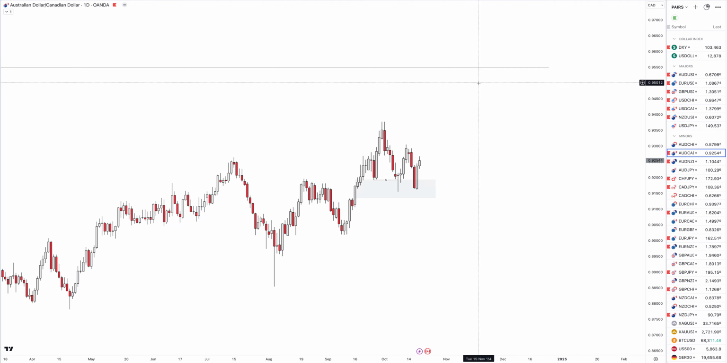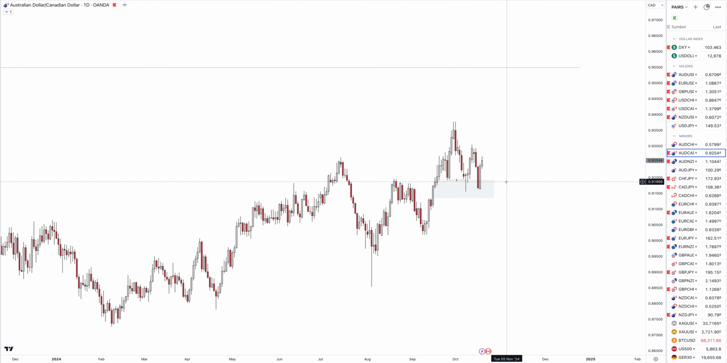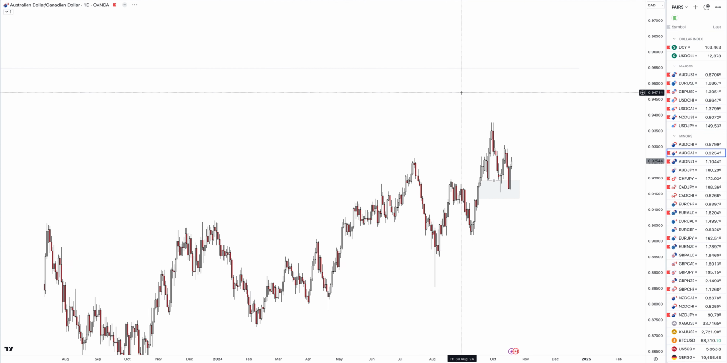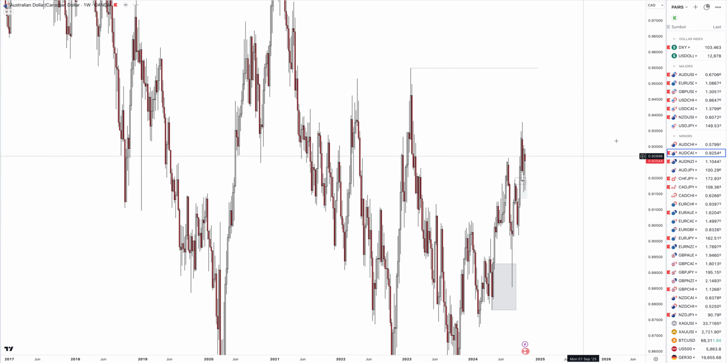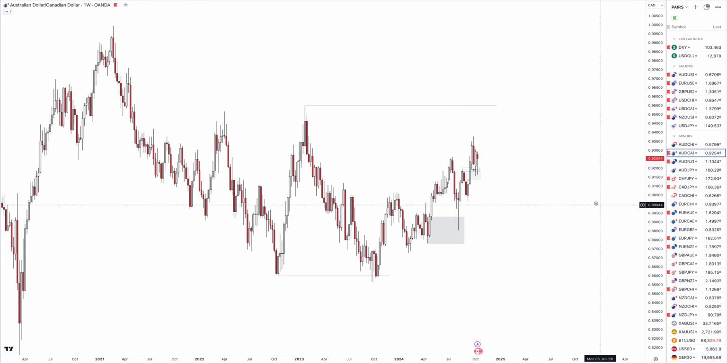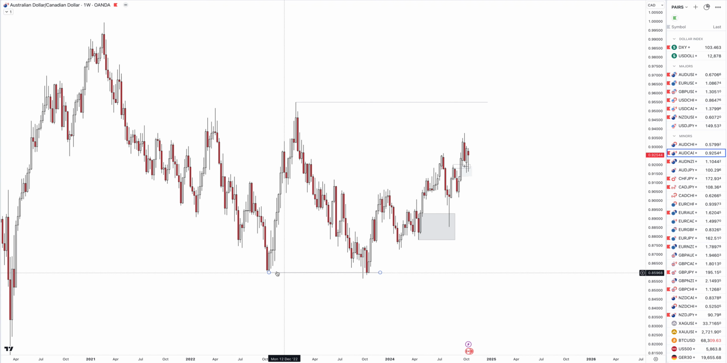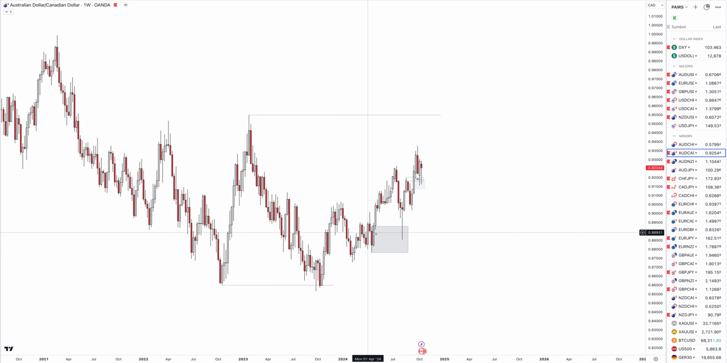You could use the 4-hour time frame as well. Any pullback, I am going to be looking for longs, targeting the highs up here, which I'll show you. So if we just look at the weekly time frame, we had taken out liquidity over here. So this is sell side, buy side is up there. So any pullback, we are looking for buys.